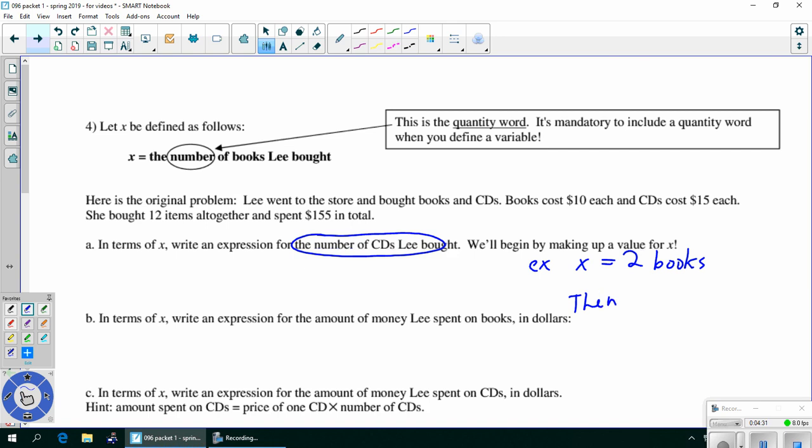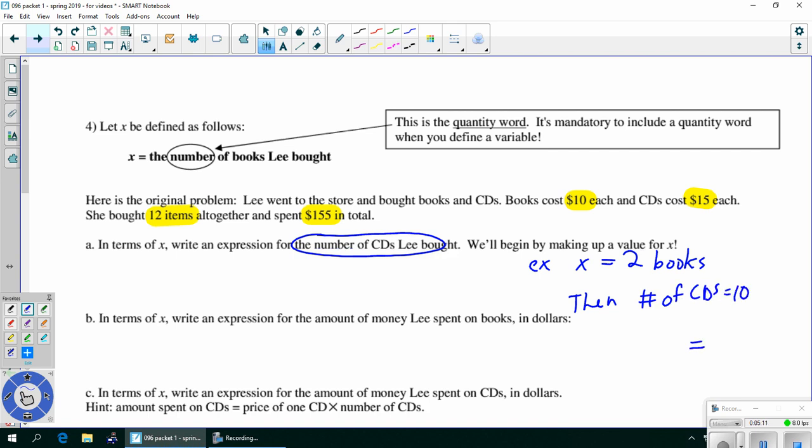Yeah, you bet. There are 4 different numbers in this problem: the cost per book, the cost per CD, the 12 items altogether, and the $155 in total. Of those 4 items, only one makes any difference for answering this question, the number of CDs that Lee bought. Which one is it? Well, hopefully you see that the dollar amounts have nothing to do with how many CDs Lee bought. Lee bought 12 items altogether, and if there are 2 books, then the rest of them must be CDs, right? So if you bought 2 books, then the other 10 must be CDs. Number of CDs equals 10.